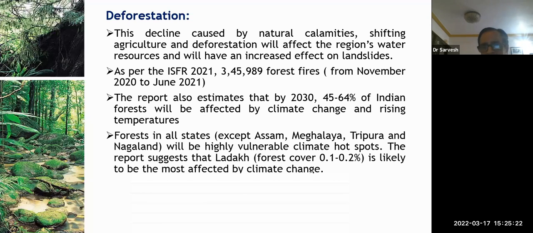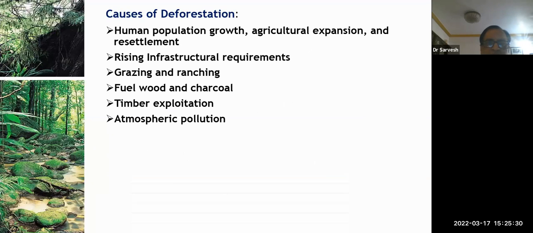Forests spread across the various states are also going to be affected by deforestation. Causes of deforestation include human population growth, agricultural expansion, and the land required for resettlement. This is accompanied by rising infrastructure requirements, grazing and ranching, fuel wood and charcoal utilization, and large-scale timber exploitation. And of course, atmospheric pollution is one of the major causes of deforestation.